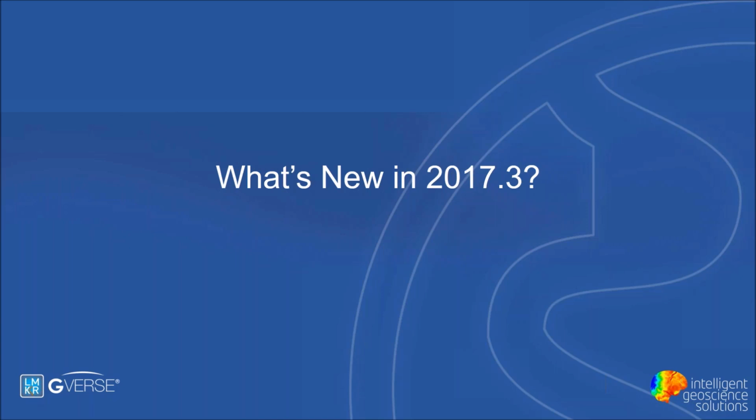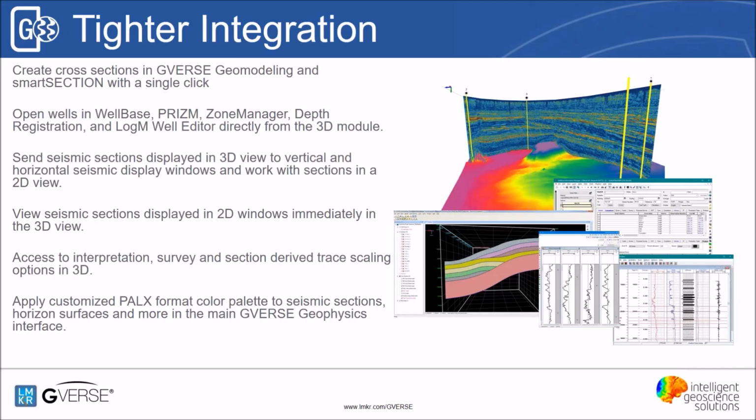But we've introduced a lot of new features with 17.2, and the main feature that we introduced with the rebranding was our new 3D visualization and interpretation environment. With the 2017.3 release, we've made a lot of improvements in both our legacy interface and our 3D viewer, and one of the major themes for us this release was better integration. So now, from directly within the 3D view, you can create cross-sections and seismic backdrops in GVERSE Geomodeling and SmartSection. We've also added the ability to select a well and open it in any of the well applications in GeoGraphix directly from the 3D view.